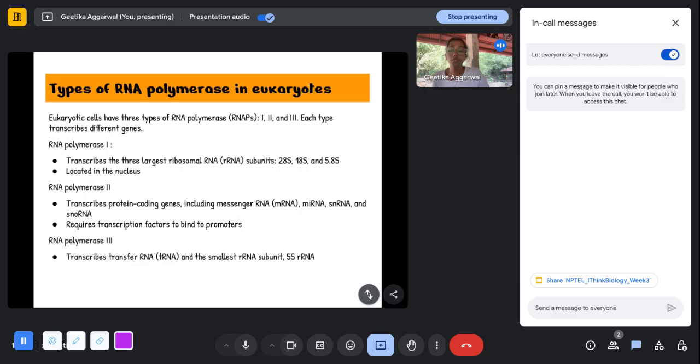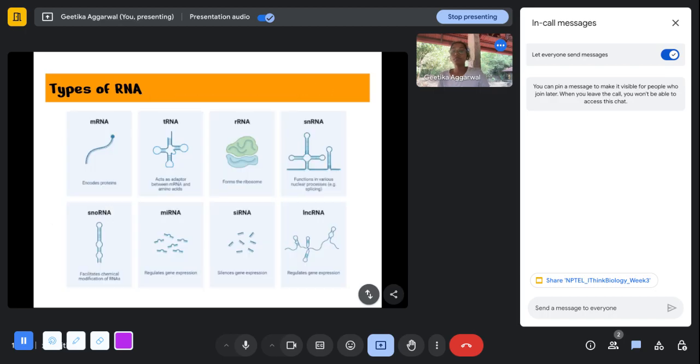And the third RNA polymerase transcribes tRNAs, or transfer RNAs, and the smallest rRNA subunit, which is the 5S rRNA. tRNA, as you know by now, is very important in translation, and this is what translates the information from the anticodon to the amino acid. It also transcribes other small RNAs which are involved in splicing and protein transport, such as small nuclear RNA and scRNAs.